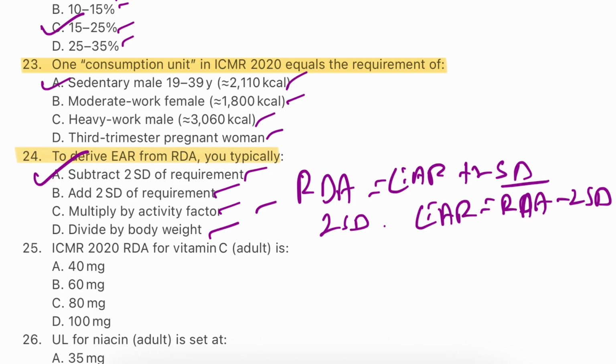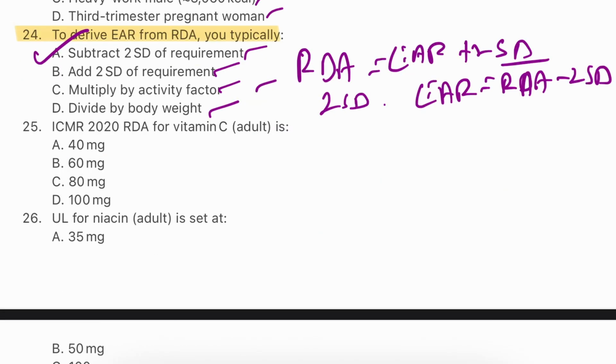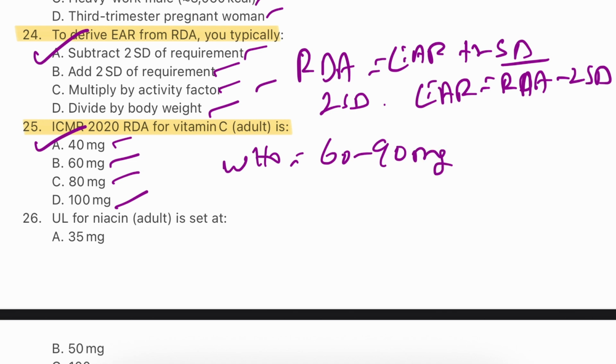Question number 25. The ICMR 2020 RDA for vitamin C in adults is: 40 mg, 60 mg, 80 mg, 100 mg. The answer will be A, 40 mg. According to ICMR 2020 guidelines, 40 mg per day of vitamin C is recommended for healthy Indian adults. This is lower than the WHO requirement of 60 to 90 mg. So according to ICMR, the answer is 40 mg.